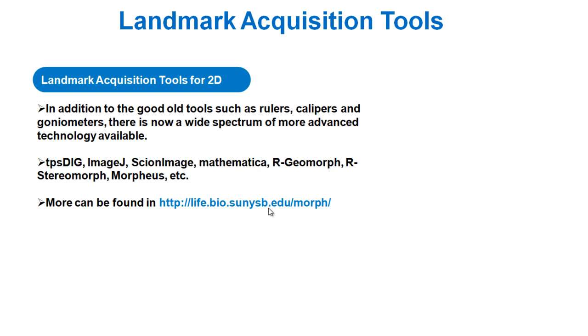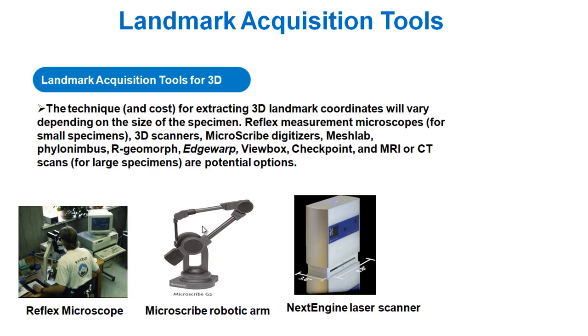For example, we have TPS-dig, ImageJ, Scan Image, Mathematica, RGeomorph, RStereomorph, Mobius, and so many others that are used to collect landmarks in two-dimensional. Okay, we can see more in this link written here. I will post this link also under the video where you can click and download or read more about those tools mentioned there. And we also have acquisition tools in three-dimensional.